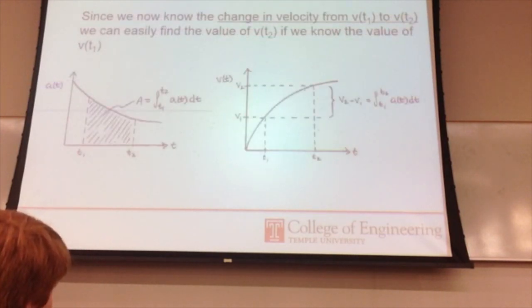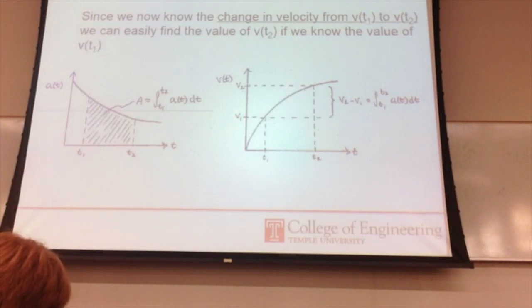So in this case, this area under the curve is the change in velocity. If you plot velocity with respect to time, that change in velocity is the difference between v1 and v2. If you know what v1 is and you know what the change in velocity is, you can get v2. And that's really going back to algebra.